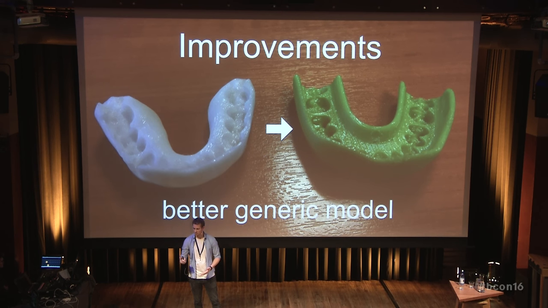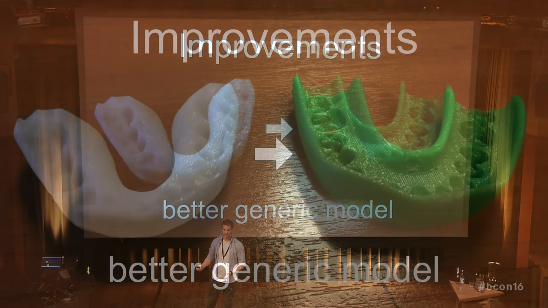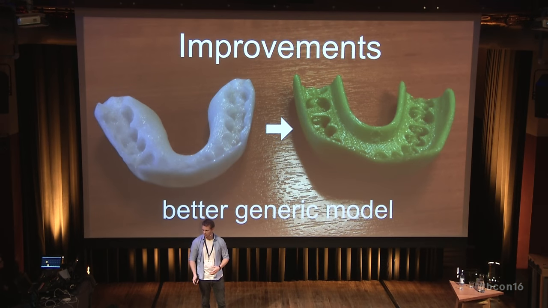We initially printed it again with the Ultimaker, but then we found an even better material, which we weren't able to print on the Ultimaker, so we used a Lulzbot for printing this green one. This material was more flexible and worked better. So that's the first big improvement we made. And it already starts to look like a real mouth guard now. I also have this model with me, so you can take a look at it after the presentation if you like.